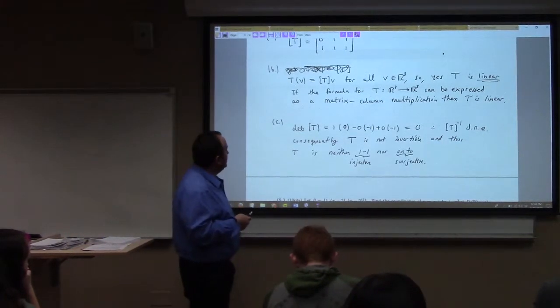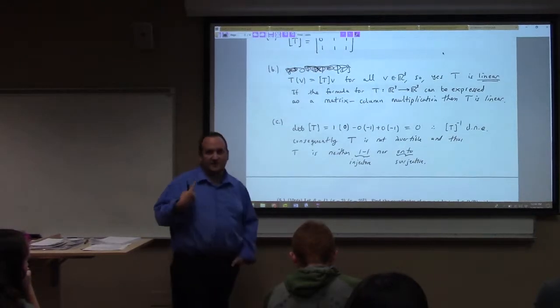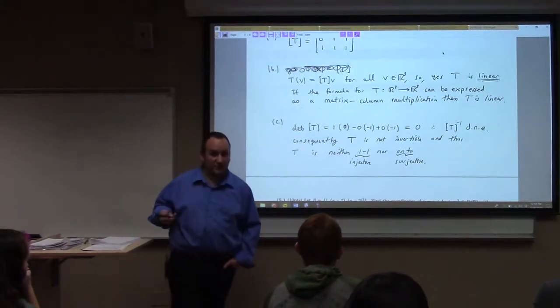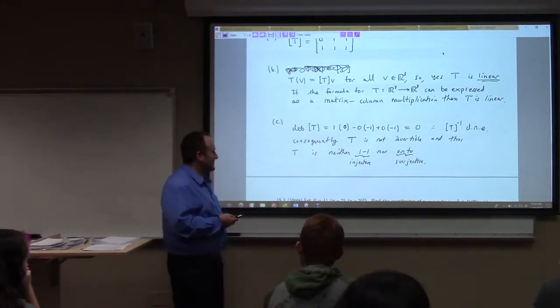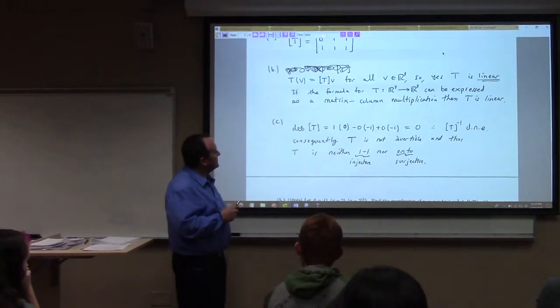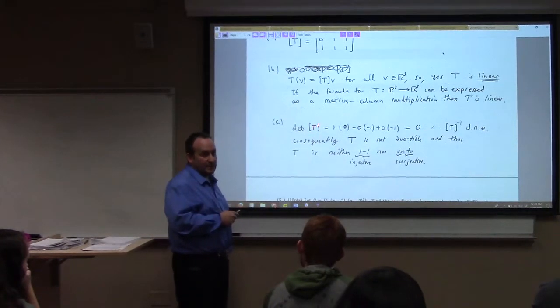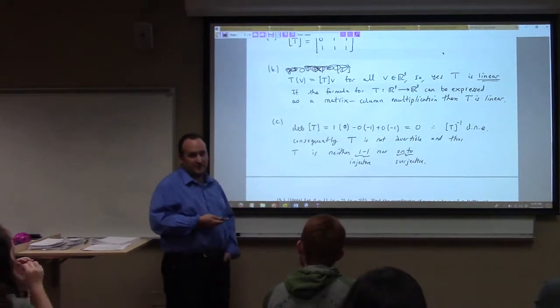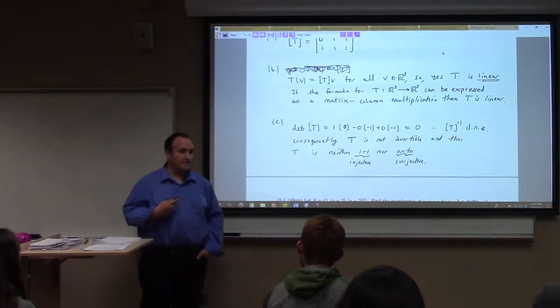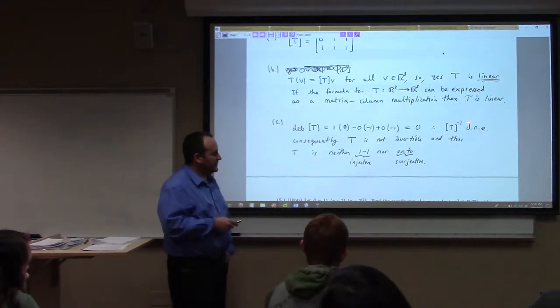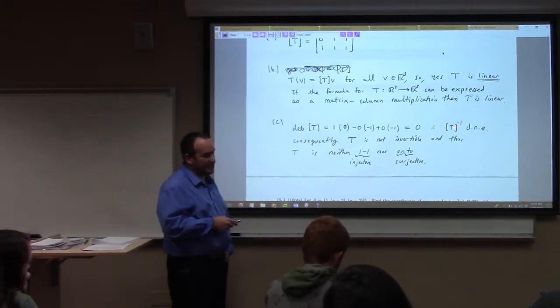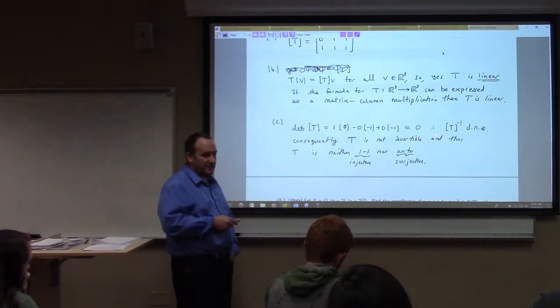Then part C was, is it surjective? Is it injective? Is it an isomorphism? The answer is no. The determinant of T is the determinant of its standard matrix, and you can calculate that that's 0, which means that the standard matrix is not invertible. We had a theorem that a linear transformation from a vector space to itself is invertible if and only if its matrix is invertible. So T is not invertible.